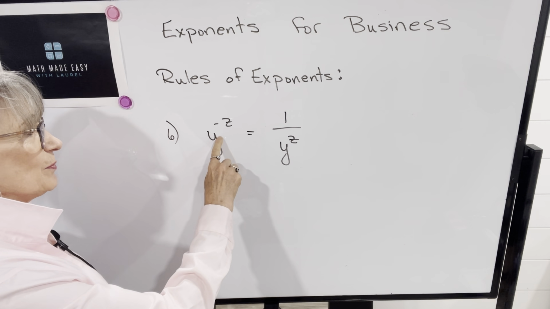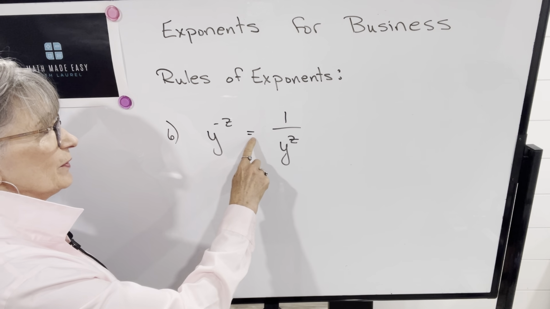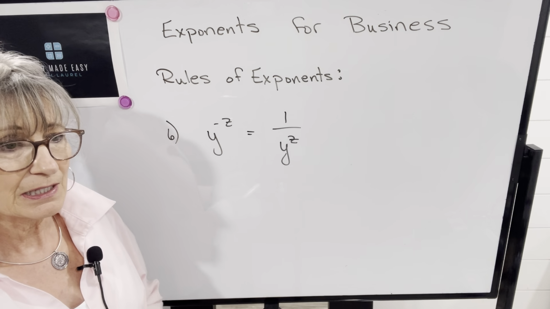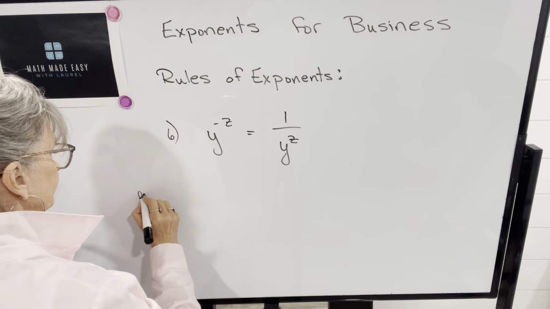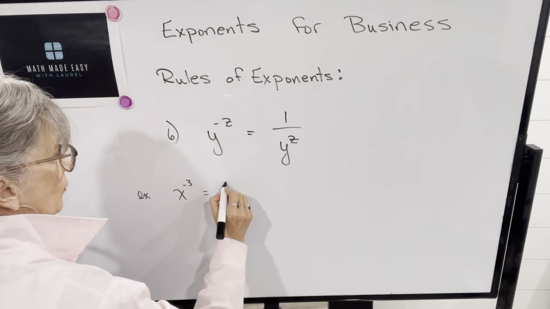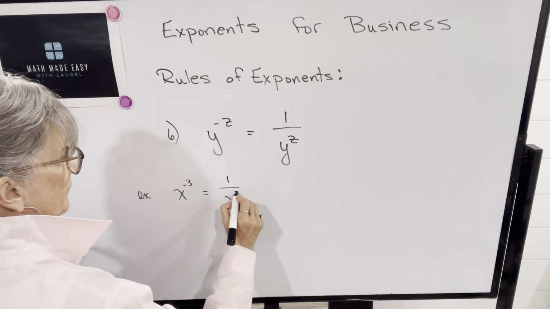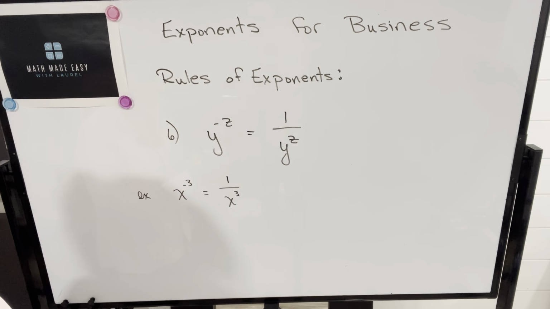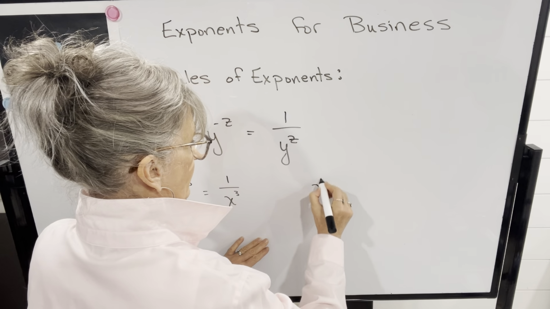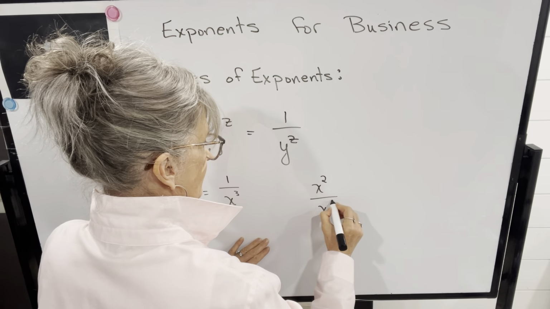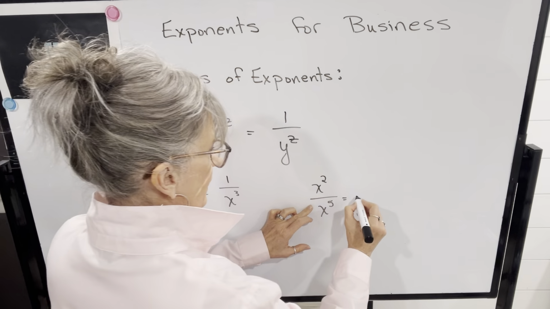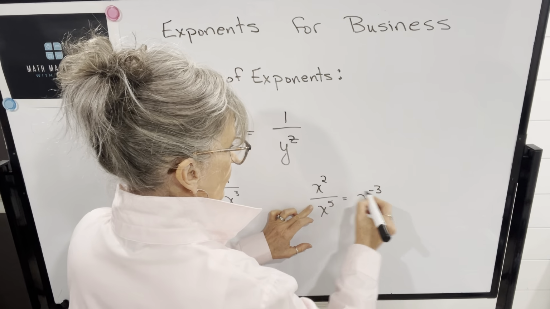This next rule is often one that causes a lot of difficulty. When you have a negative exponent, so y to the negative z, it's equivalent to 1 over y to the positive z. So for example, if I had x to the negative 3, that is equivalent to 1 over x to the 3. And one way that I can maybe show you that that's true is if I had x squared divided by x to the fifth, we know that that's going to be, according to rule number 2, x to the negative 3, 2 minus 5.